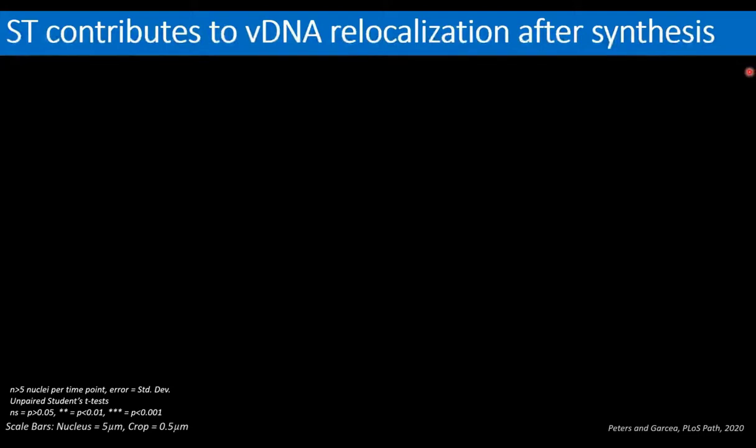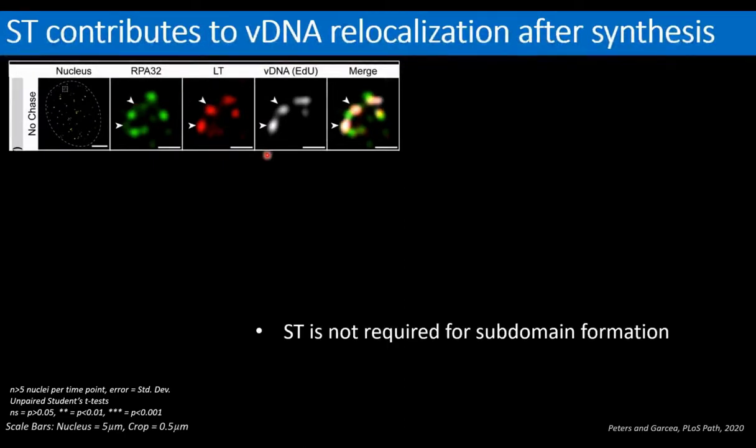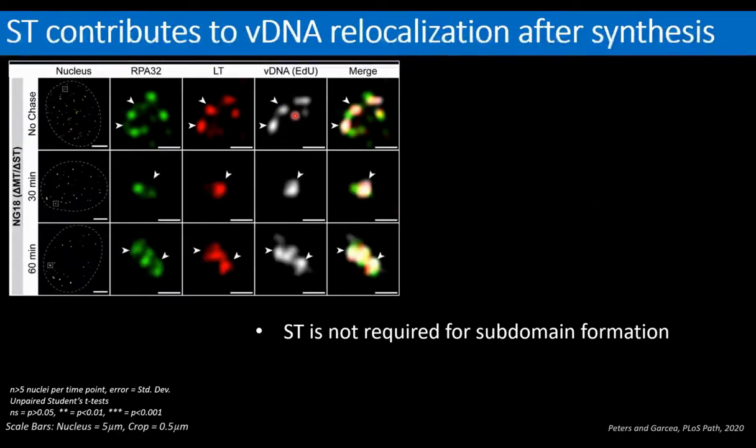I next analyzed how small t antigen contributes to viral DNA relocalization. Similar to wild-type, NG18 VRCs exhibited organization of focal RPA32 and large T antigen into distinct subdomains, and nascent EdU-labeled viral DNA overlapped with large T antigen. In the pulse chase conditions, however, I did not observe the same level of viral DNA relocalization as we observed in wild-type VRCs.